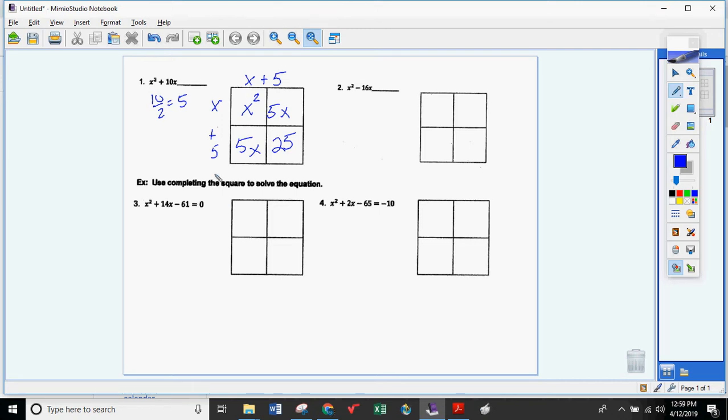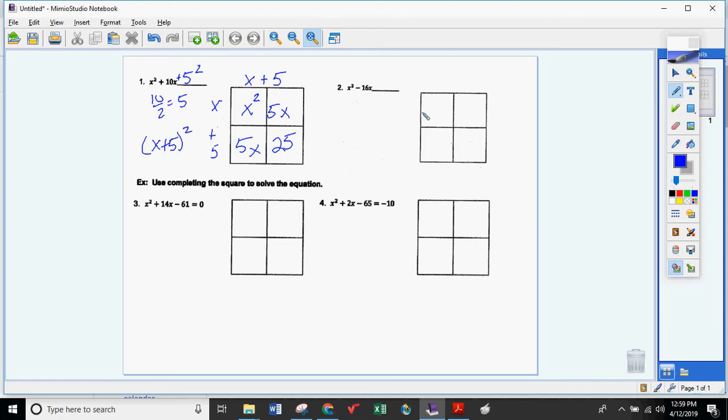And there's a video online that I posted that you can use. So the trick here is I take half of the middle term, which equals 5, and then I'm going to square it because that's going to allow me to write x plus 5 squared. And you see how the sides are x plus 5 times x plus 5.